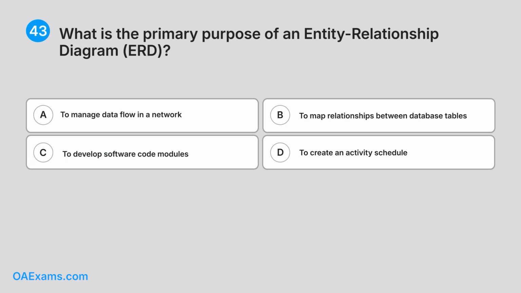43. What is the primary purpose of an entity relationship diagram? A. To manage data flow in a network. B. To map relationships between database tables. C. To develop software code modules. D. To create an activity schedule. Can you guess the answer?